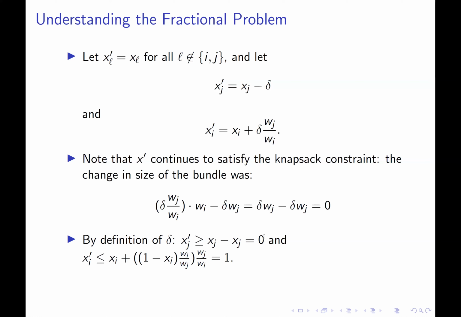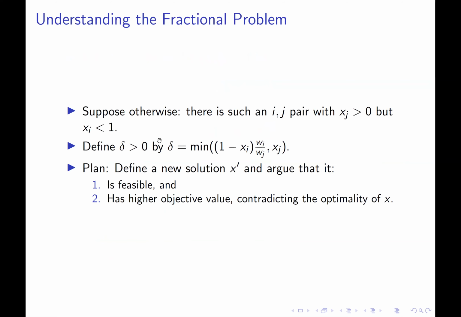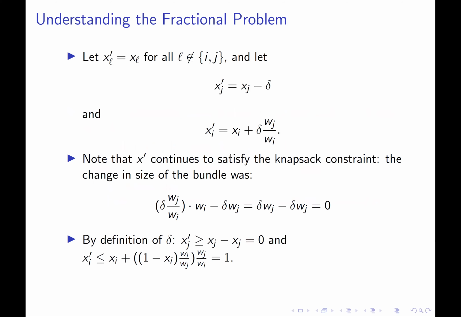So we subtracted something off from xj, but we didn't make it negative, which is good because we didn't violate feasibility. And then we added something to xi, right? We added this delta times wj over wi term to xi, and we need to verify that we didn't make this bigger than 1. But we're okay, because again, let's look at how delta is defined. It's the minimum of these two terms, and one of the terms is 1 minus xi times wi over wj. So we also know that delta is smaller than this term.